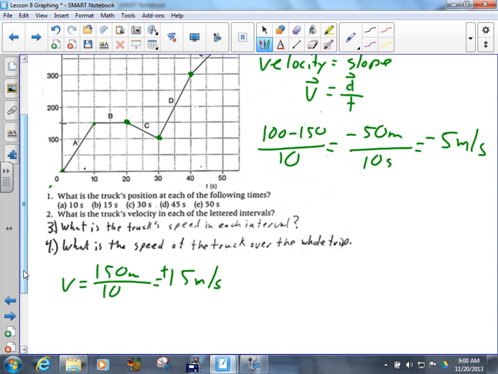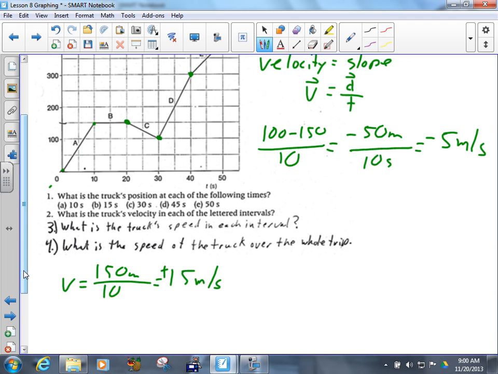For number 3, what is the truck's speed in each interval? Are all these intervals straight lines? So is the magnitude of the velocity going to be the same? Since speed is scalar, all I have to do is take what off of all of those numbers? The direction. This thing went from 0 to 150. That's 150 meters. I just don't say which way it is. It's just 150 meters in 10 seconds. Everybody follow me there? So the speed is 15 meters per second. I just don't put the positive on.